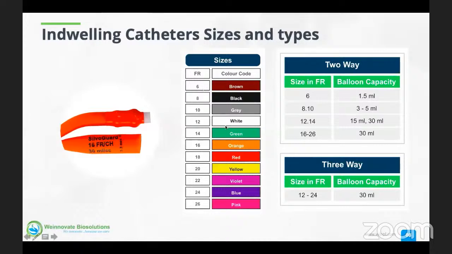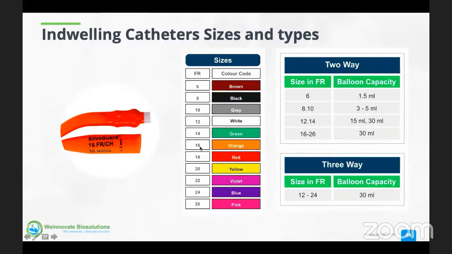And it is also given with a color coding for easy understanding. And this color coding is actually represented on the catheter's valve end. Every catheter will have different color coding, and from that color coding also you will be able to gauge which size it is. So for example, in this it is orange, it is a 16 French catheter.